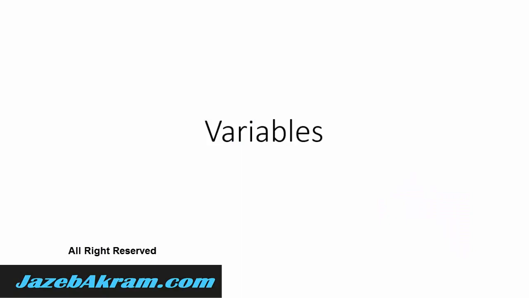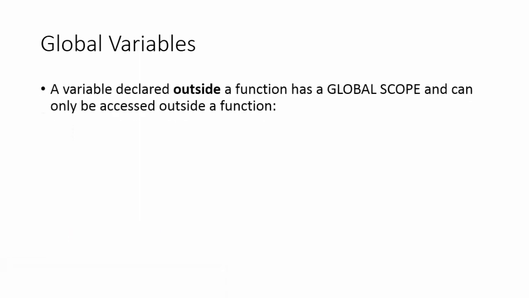Now we have seen our local variables. In this lecture we are going to see our global variables. A global variable is a variable that is declared outside a function and it has a global scope and can only be accessed outside a function. But the picture of a global variable is a bit different as compared to a local variable. You can use your global variable inside your function by making any variable a global.